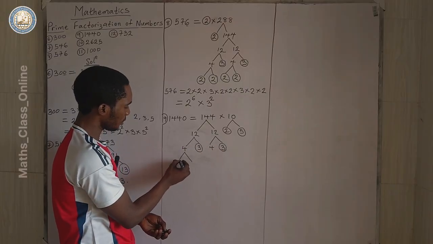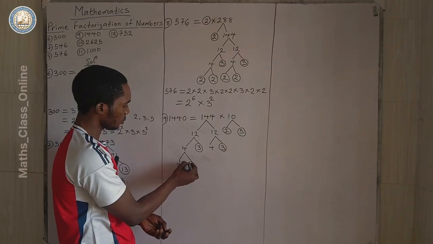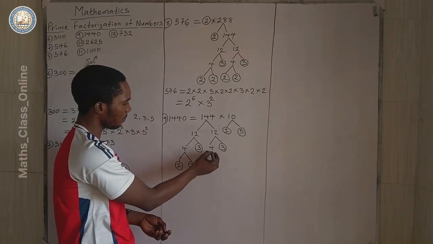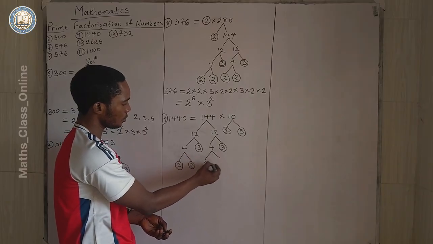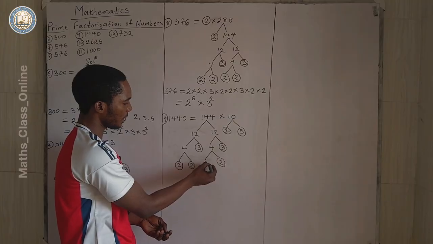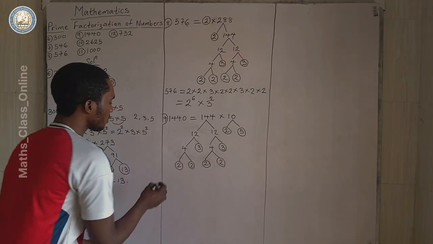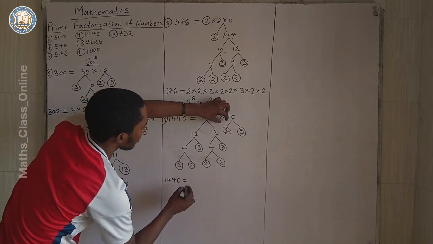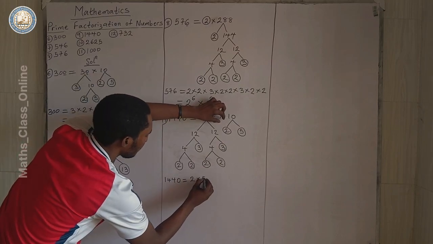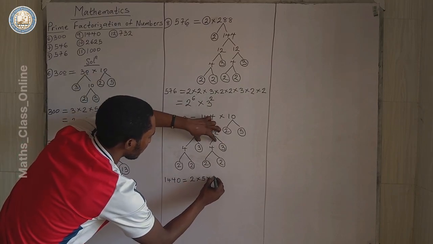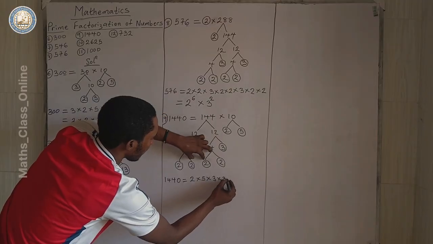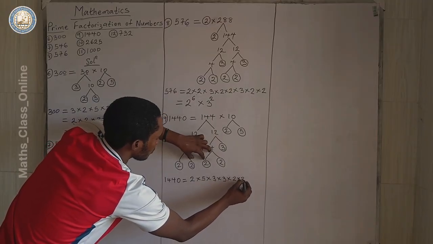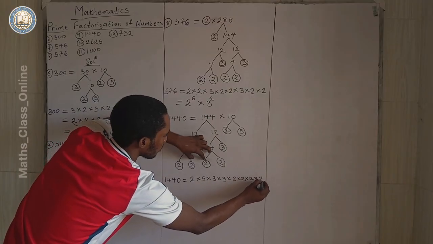This can be the 2, 2. 2 is a prime, 2 is a prime, 2, 2. 2 is a prime, 2 is a prime. That means 1440 is equal to 2 times 5 times 3 times 3 times 2 times 2 times 2 times 2.